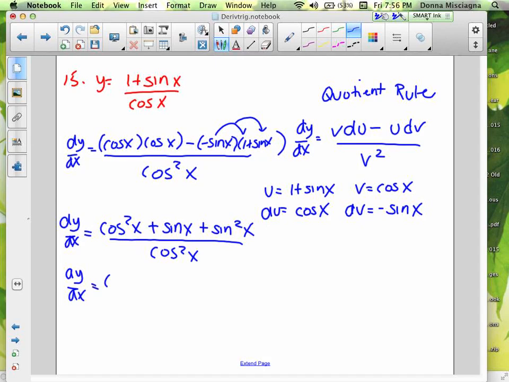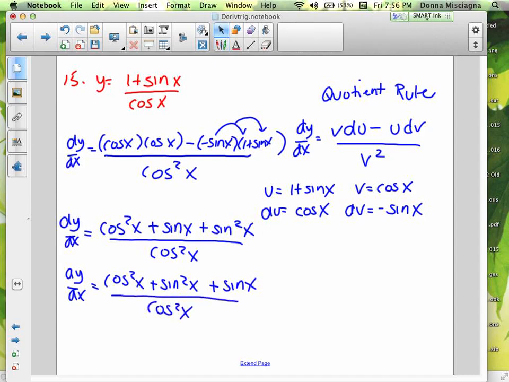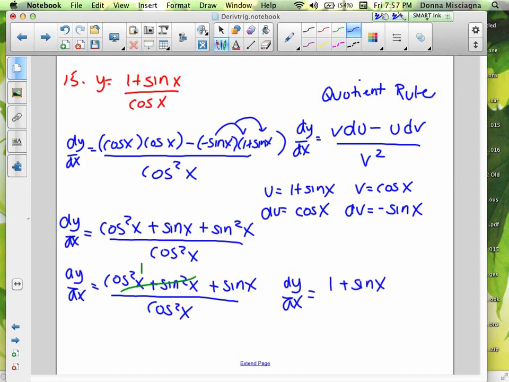So let's put the cosine squared x and the sine squared x together. And what do they make? Well, they make 1. It's just the Pythagorean identity there. So let's just replace these guys with 1, which gives me my final answer. dy dx is 1 plus sine x all over cosine squared x. And look how much the derivative looks like the original. Different just by a cosine x in the denominator.